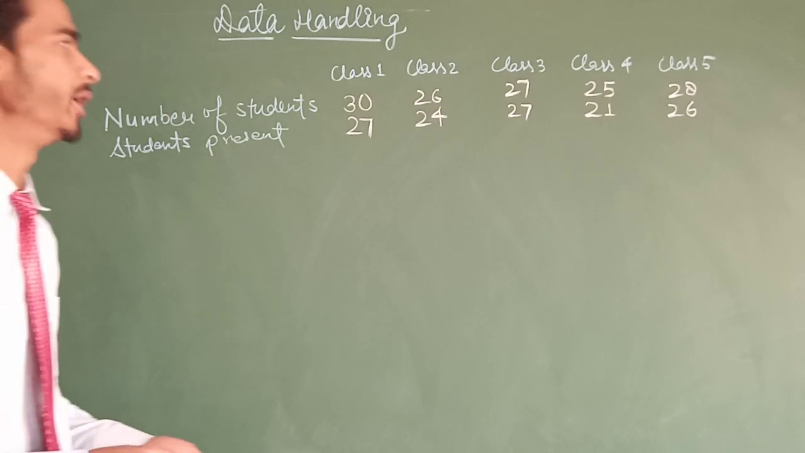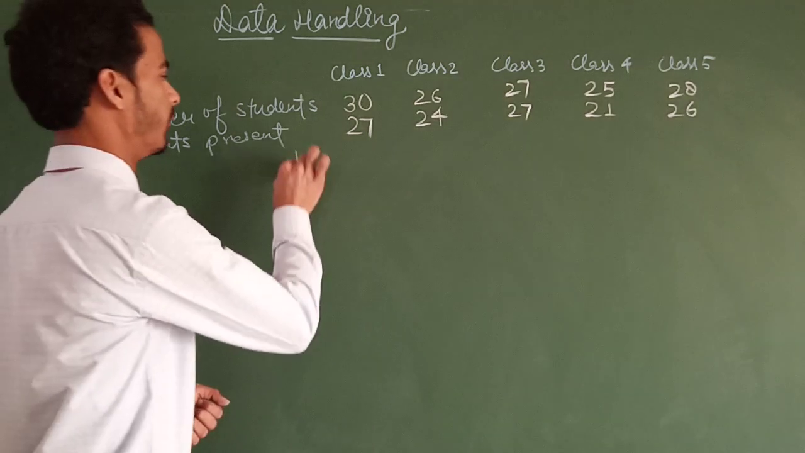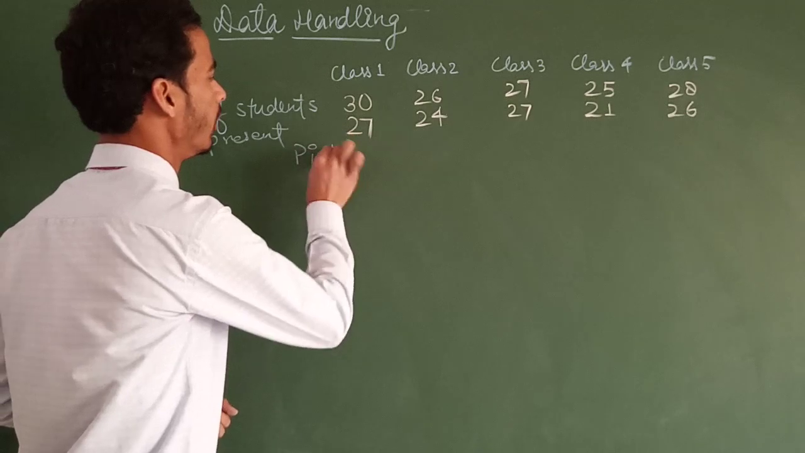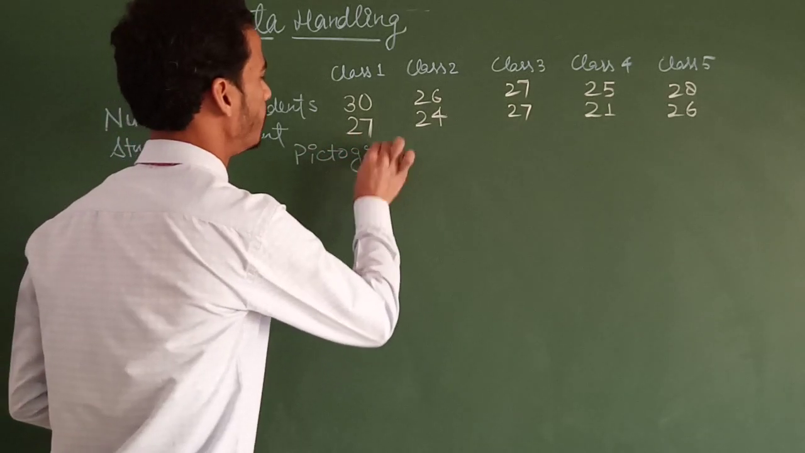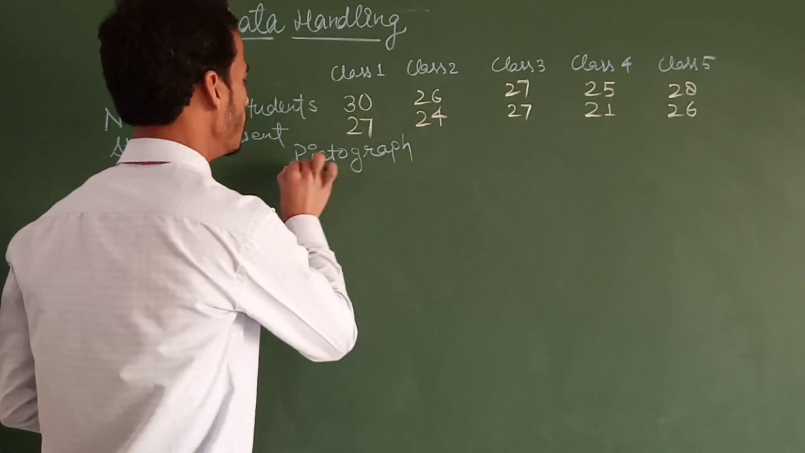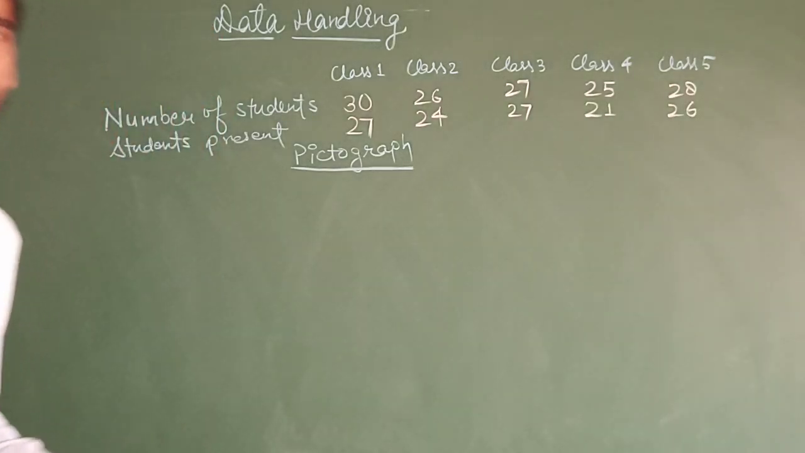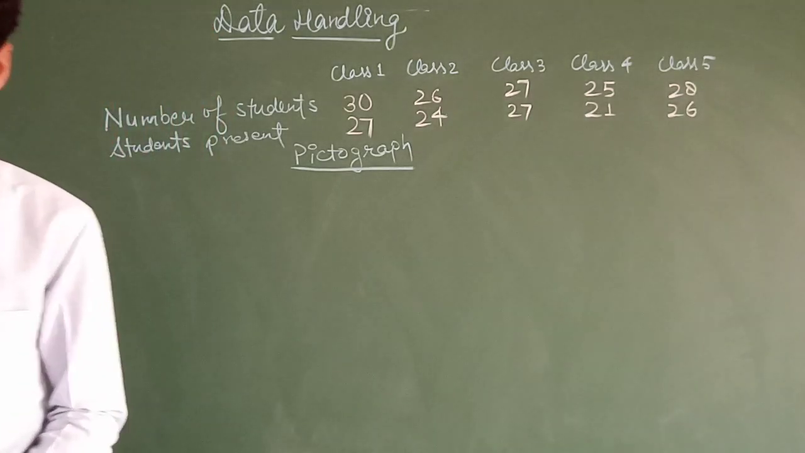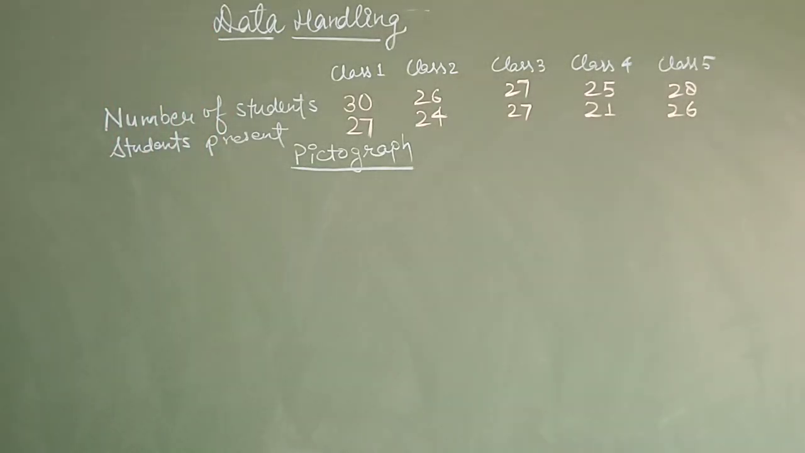Now we have to learn about pictogram. Firstly, we have to know what a pictogram is. You can use symbols to represent numbers; this is called a pictogram. Pictures are commonly used as symbols in a pictogram, and it is easy to read and understand.